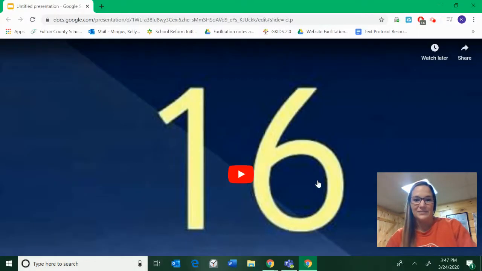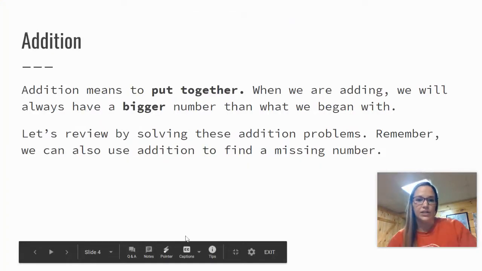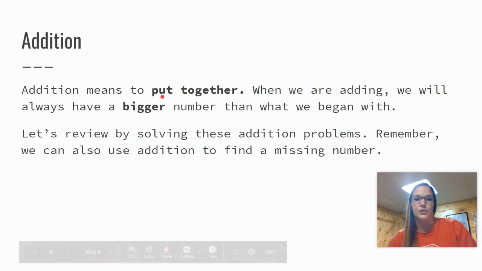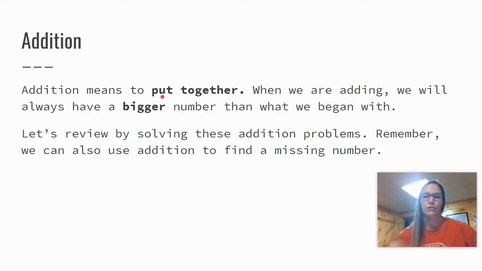Great job, guys. So with addition, that word addition means to put together, okay? So when we are adding, we're always going to have a bigger number than what we started with. So let's review by solving these addition problems. And let's remember that we can also use addition to help us find a missing number. We did that last week.